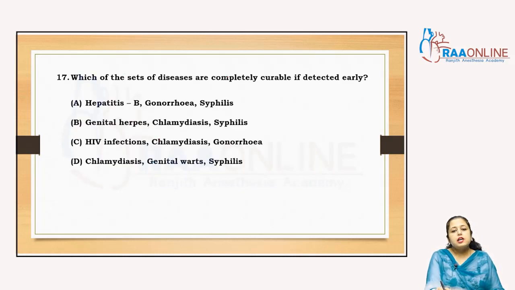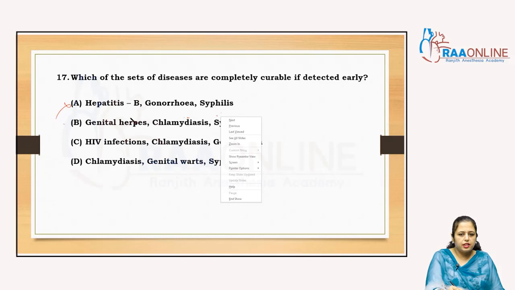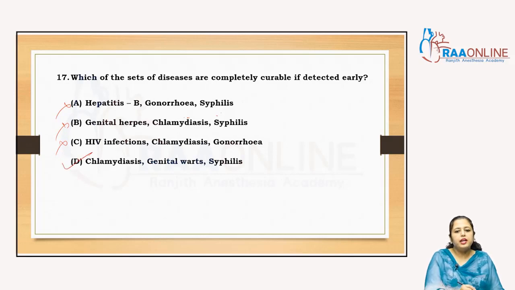Which of these sets of diseases are completely curable if detected earlier? Hepatitis B, gonorrhea, syphilis, these are STDs, and it's not so easy to cure completely, so that is wrong. In that one, genital herpes and syphilis are covered, but chlamydiasis is also covered. They both are curable, but genital herpes is not. HIV, no. So the correct option is chlamydiasis, genital warts and syphilis. If we detect them early, they are completely curable diseases. Chlamydiasis is caused by Chlamydia trachomatis, and syphilis by Treponema pallidum.